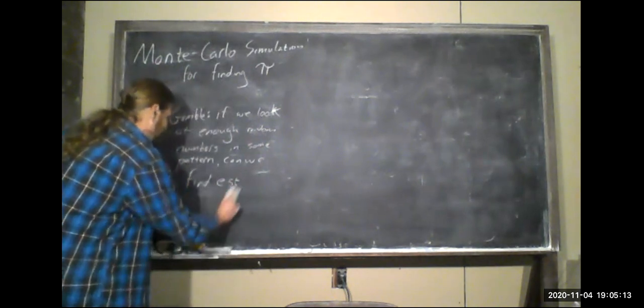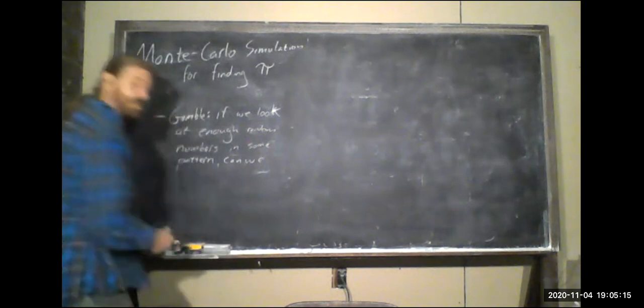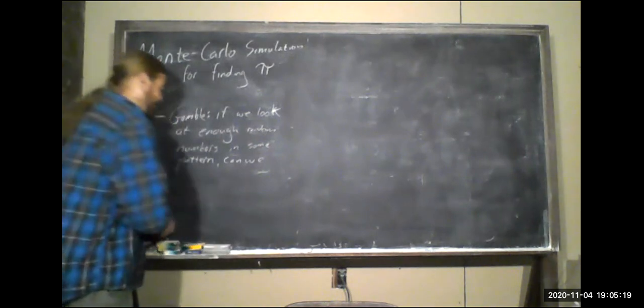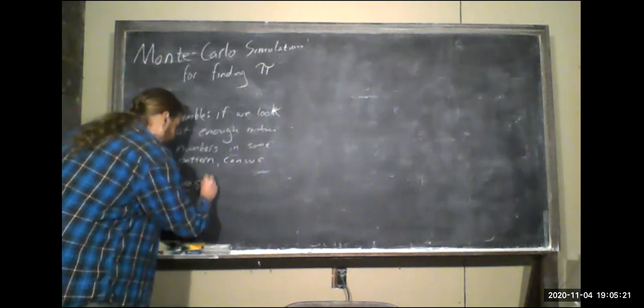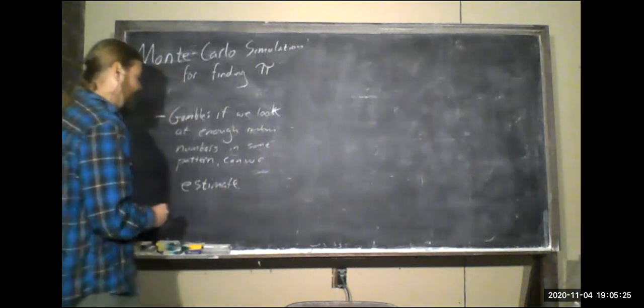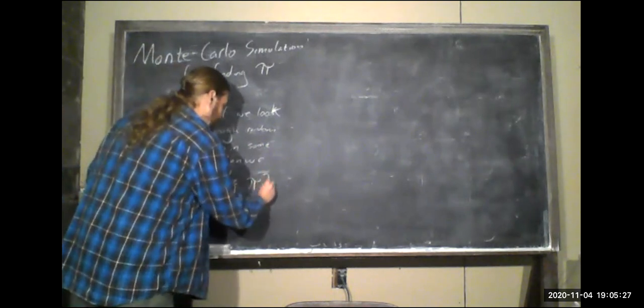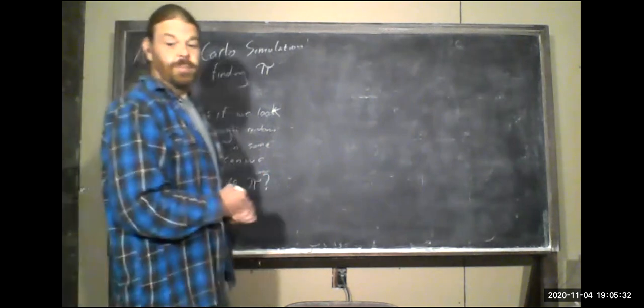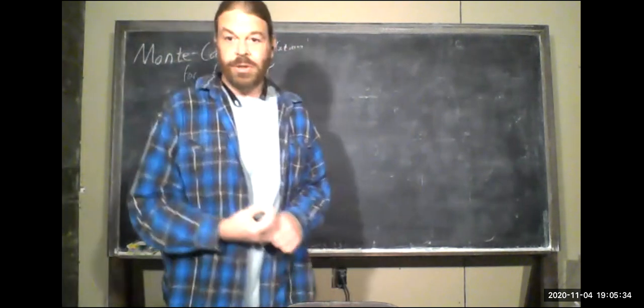So instead of find, I'm going to say estimate. Because again, pi is an irrational number. The digits go on forever. We can't find the exact value. But can we get a good estimate from a random simulation? So that's the problem that we're going to look at in an example.